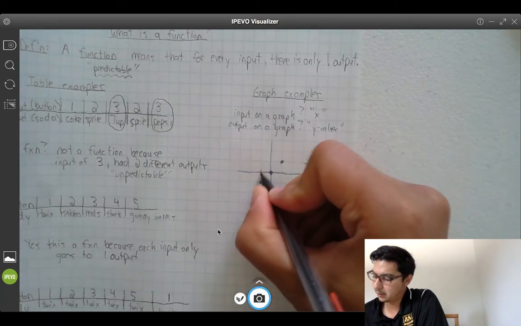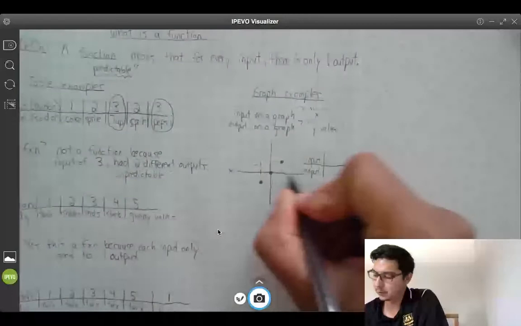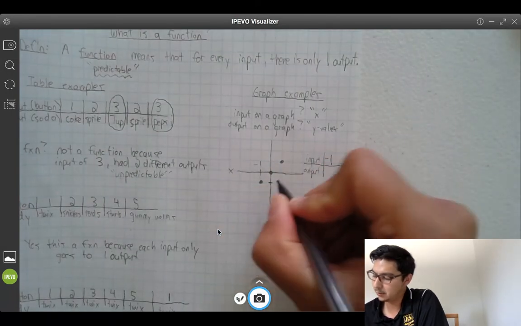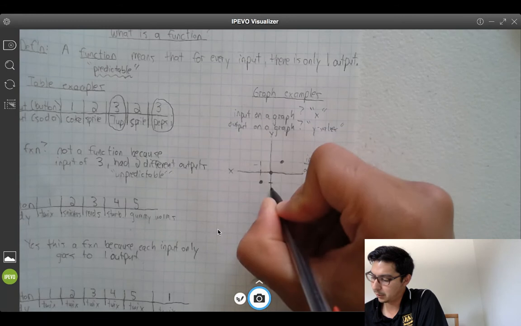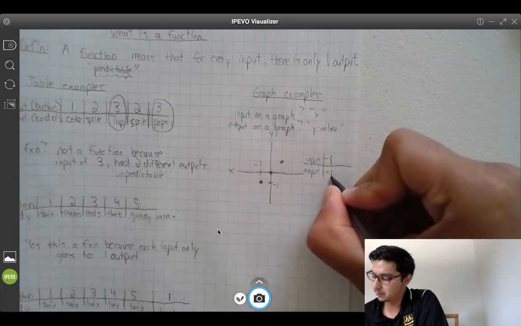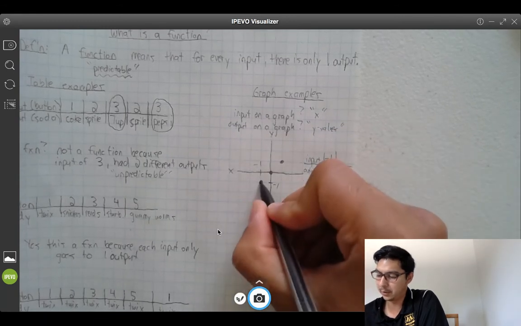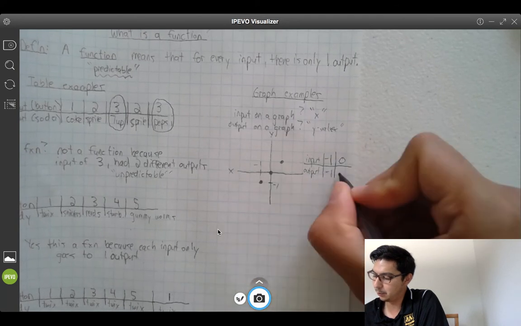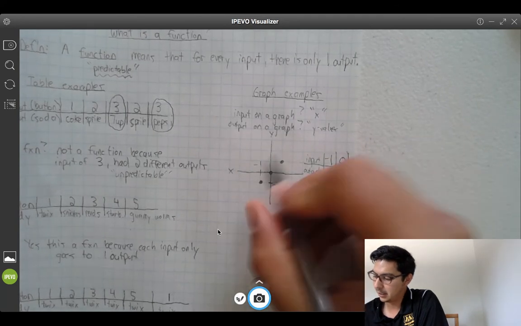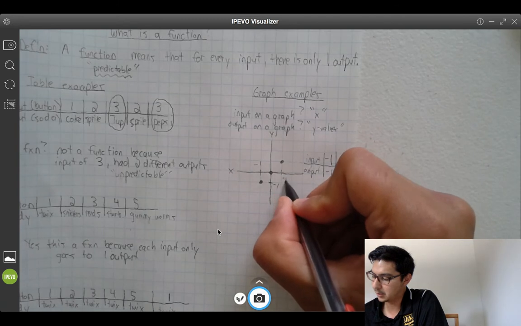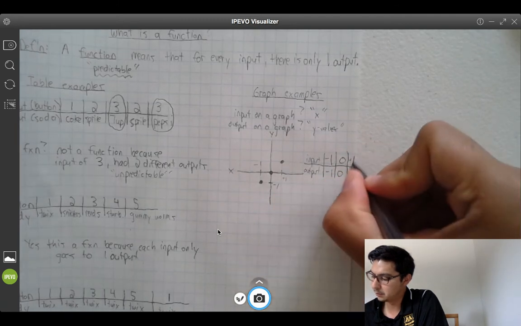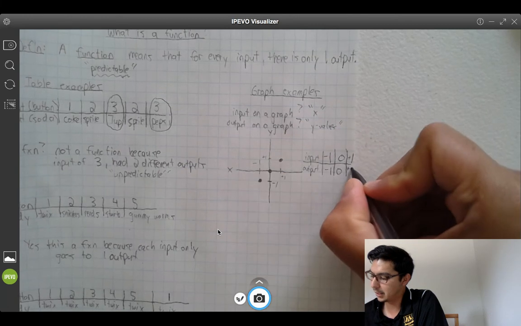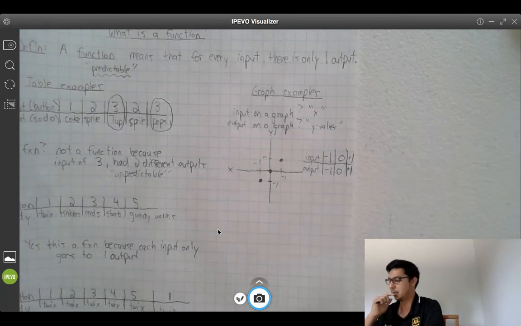this input is -1 because these are your x values, right? X is left and right. So you have -1. And what's the output? And this is the y values. The output is -1. Okay? So that's that point right there. This one has an input of 0 because it's at 0 and an output of 0. And this one has an input of +1 and an output of +1. So if I was to make it a table, it would look like that.